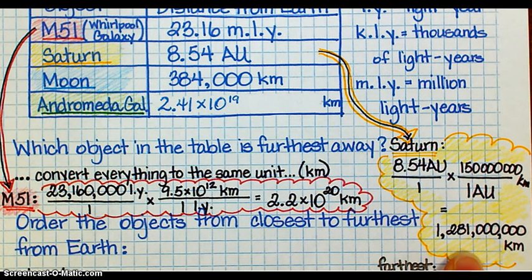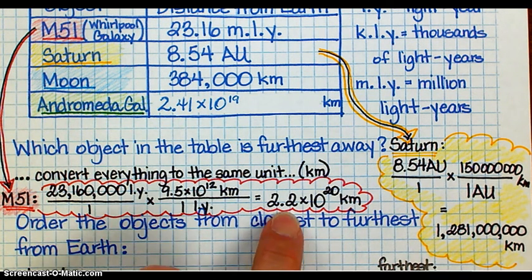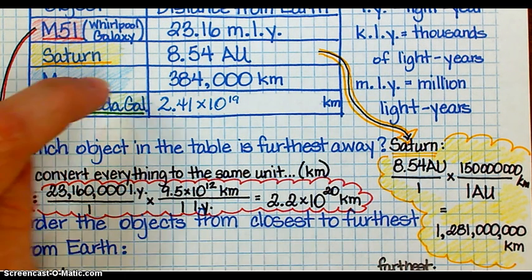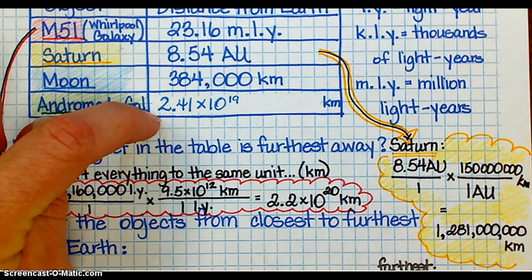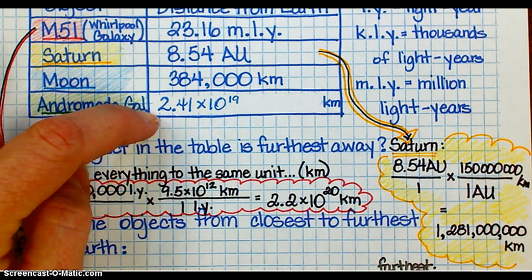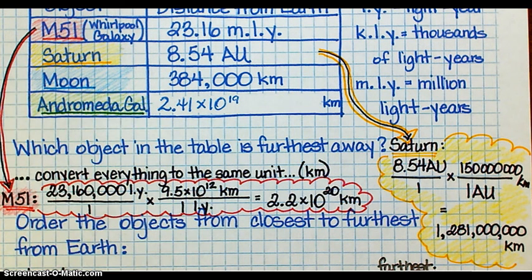So when we do that, Saturn's distance is 1,281,000,000 kilometers. Okay? So I have M51 in kilometers, I have Saturn in kilometers, I have the Moon in kilometers, and I have the Andromeda Galaxy all in kilometers. And now, since they're all in the same unit, it's a little bit easier to compare them. Okay? So which object is going to be furthest away? Order the objects from closest to furthest.